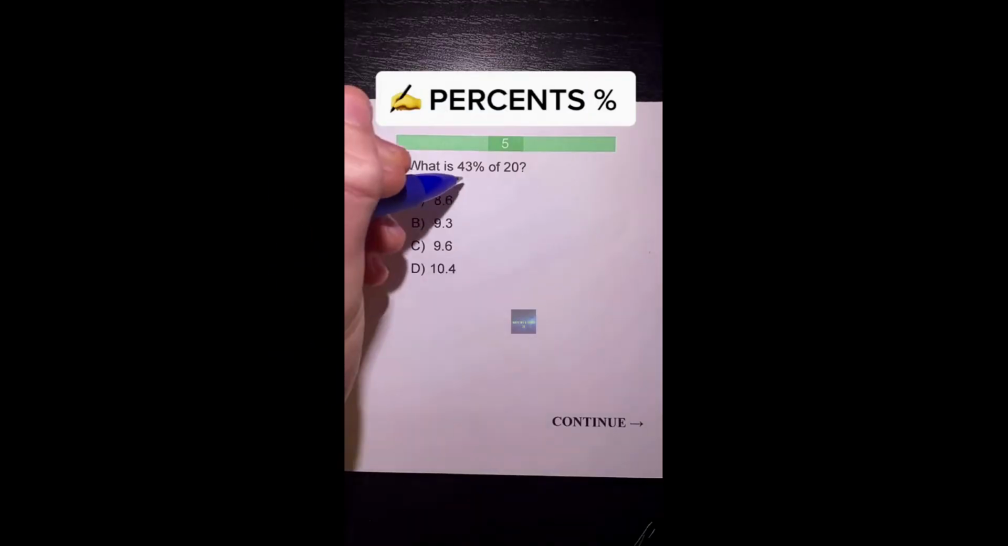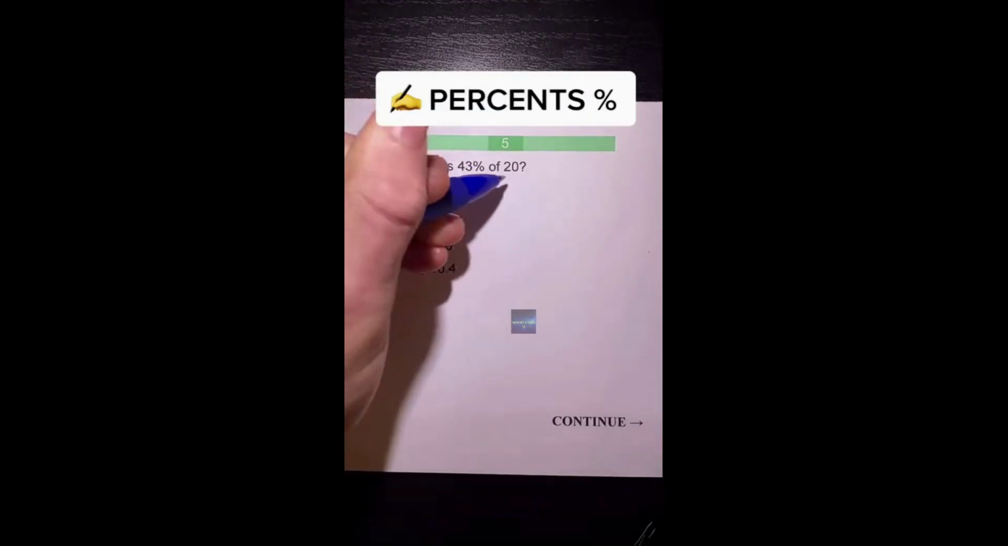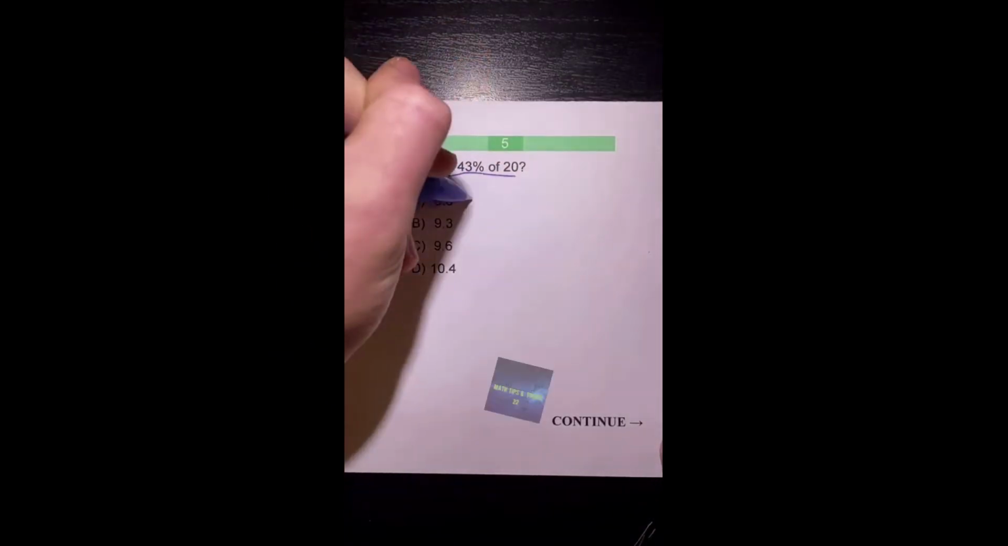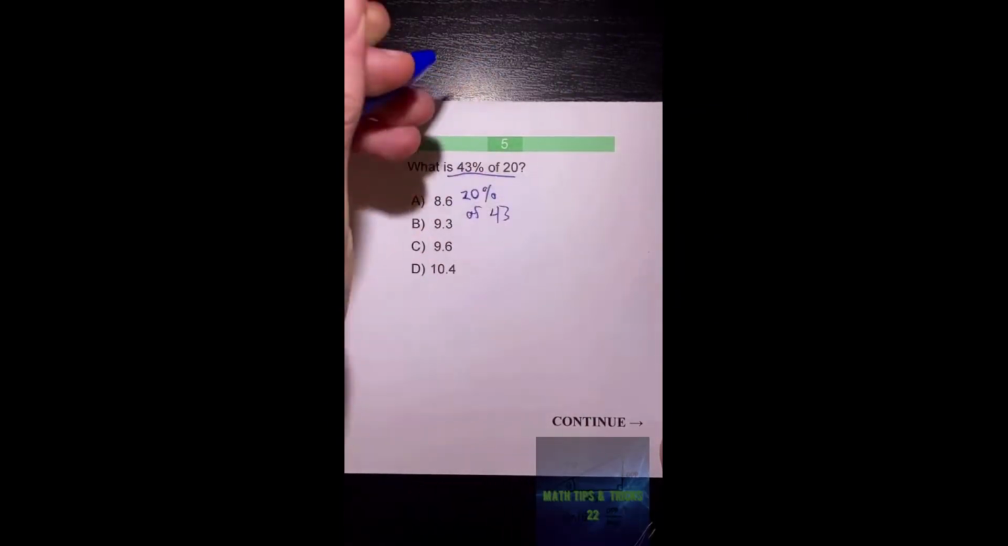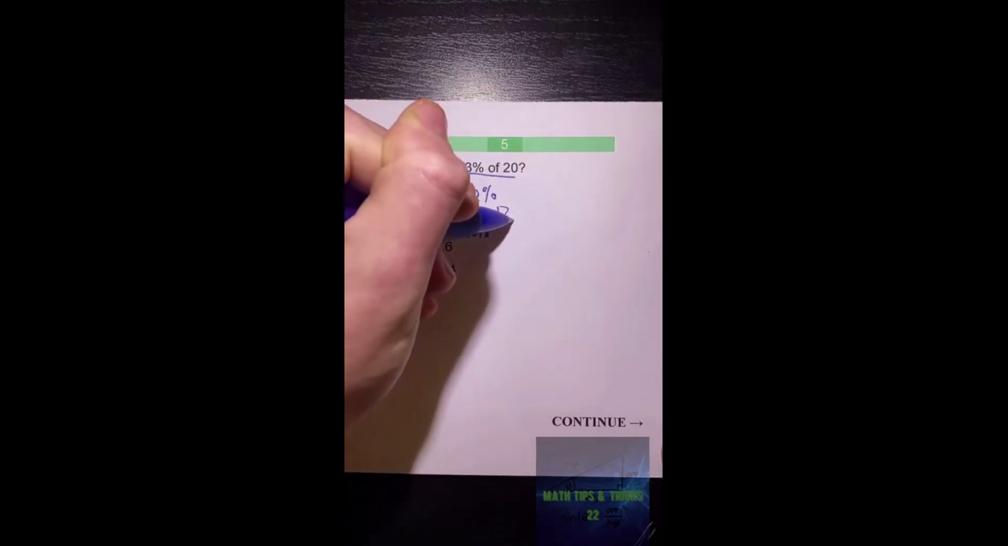We're given a question, what is 43% of 20? All right, so the trick I'm going to use to solve this is just rewrite this as 20% of 43. And that's easier to find. We can just split this into two 10% of 43. 10% of 43, all we have to do is move the decimal point one place over, so we get 4.3 is 10%. Multiply that by 2, we get 8.6 as our answer.